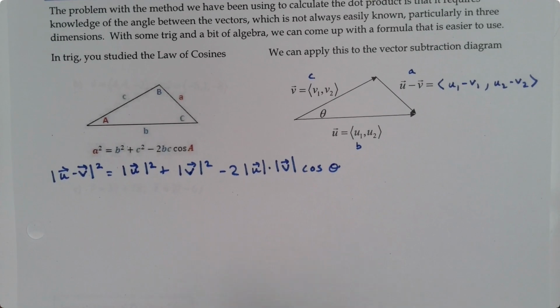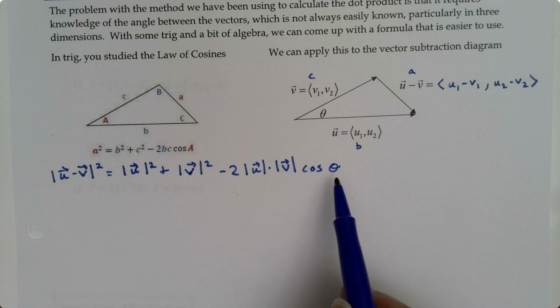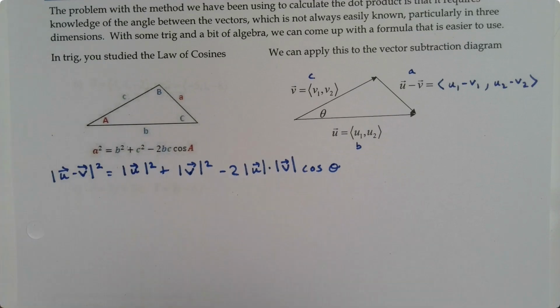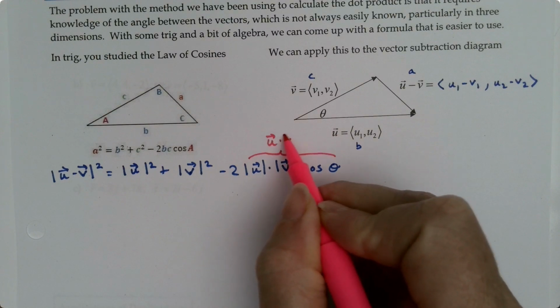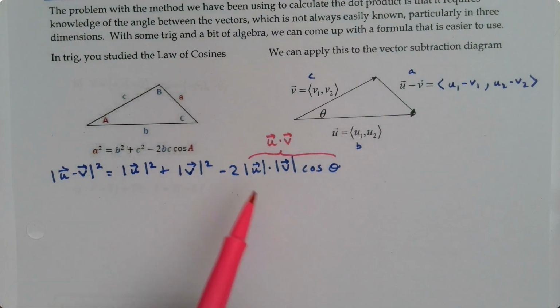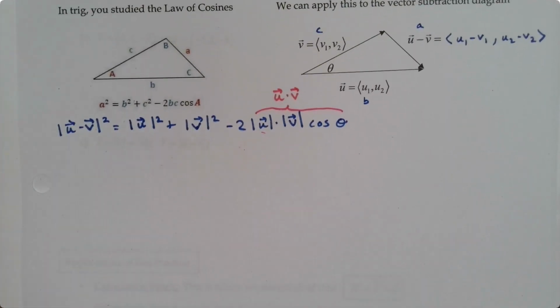Now this piece over here should be setting off little bells in our head, because that's the definition of the dot product of u and v. So we're actually going to solve this equation for this piece. All right, but first we have some more work to do.